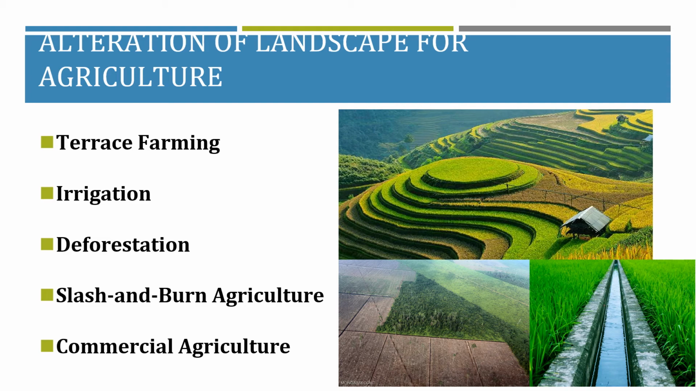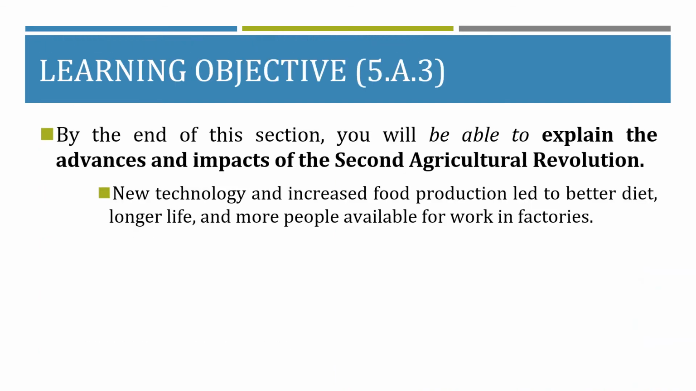And so in places where it's hilly, you see these terraces where humans have actually cut out what look kind of like stair steps on the sides of hills to create flat spaces. Again, we said irrigation, moving water to places, deforestation, also slash and burn agriculture, which is usually used to clear forest, and commercial agriculture.